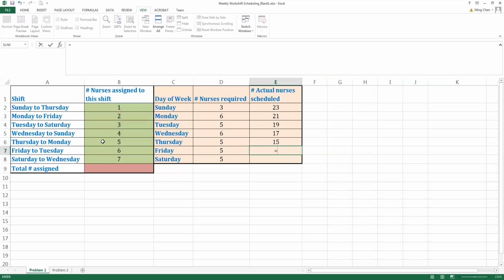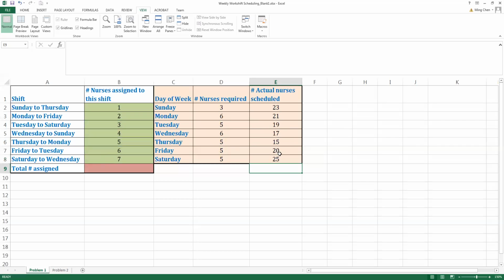What about Friday? So who's working on Friday? Monday to Friday, plus Tuesday to Saturday, plus Wednesday to Sunday, plus Thursday to Monday, and plus Friday to Tuesday. So who's working on Saturday? Tuesday to Saturday, plus Wednesday to Sunday, plus Thursday to Monday, plus Friday to Tuesday, and plus Saturday to Wednesday. So these are the total number of people who will be working on each day of the week.